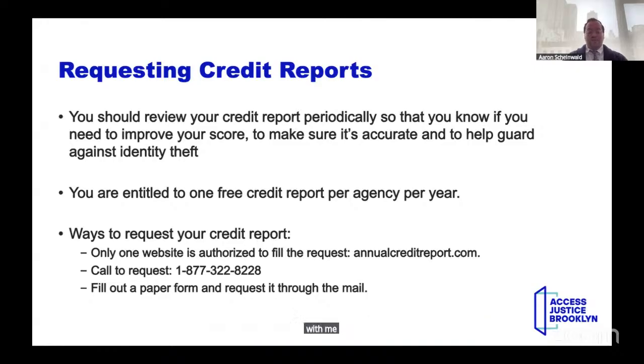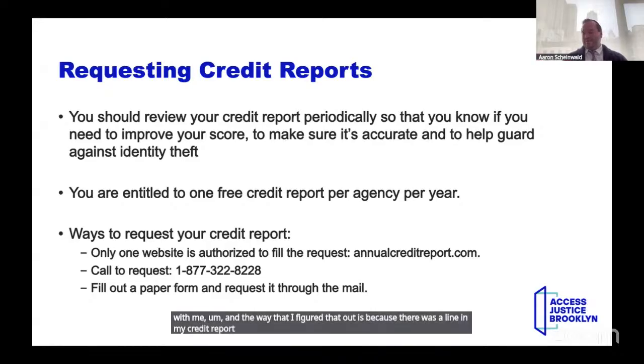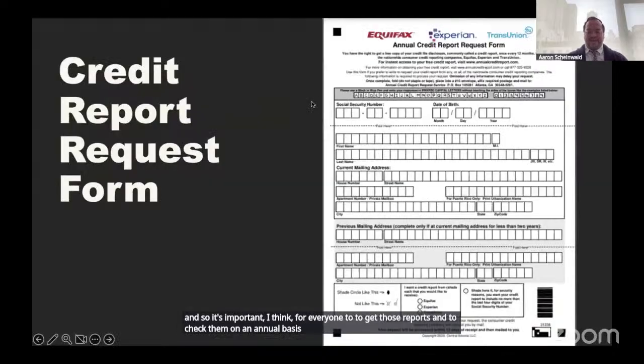And the way that I figured that out is because there was a line in my credit report from Experian. It wasn't actually negative. I was just like, what is this? This is not mine, right? And so I wrote to them and I fixed it. And the only way that I figured that out is because I pulled that report. And so it's important, I think, for everyone to get those reports and to check them on an annual basis so that they can figure that out.